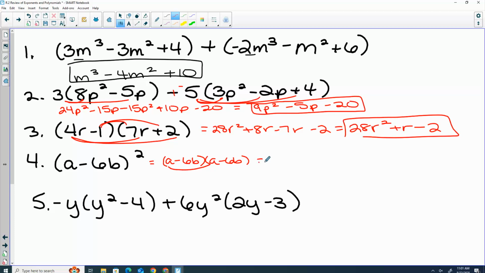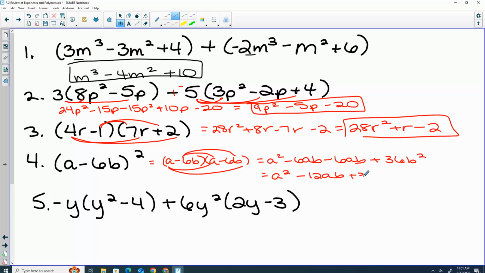So we get a squared minus 6ab minus 6ab plus 36b squared. So combine like terms, a squared minus 12ab plus 36b squared. Did we get that one?